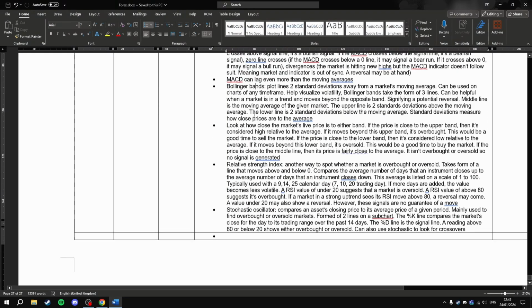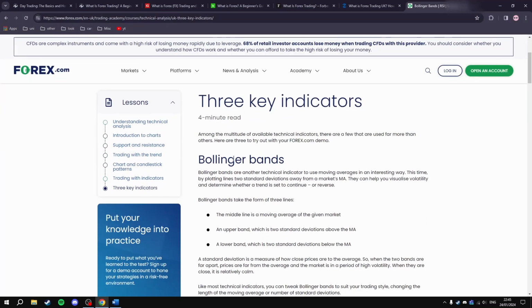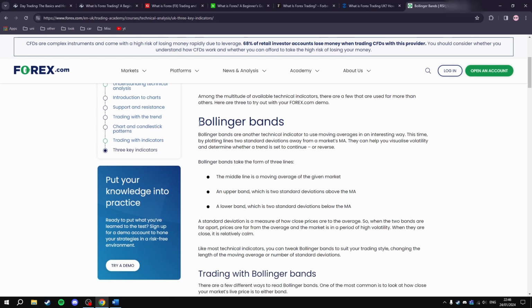Then we're doing the 3 key indicators. Among the multitude of available technical indicators, there are a few that are used far more than the others. Here are 3 to try out with your Forex.com demo. Bollinger Bands are another technical indicator that uses moving averages in an interesting way, by plotting lines 2 standard deviations away from the market's moving average. They can help you visualize volatility and determine whether a trend is set to continue or reverse.